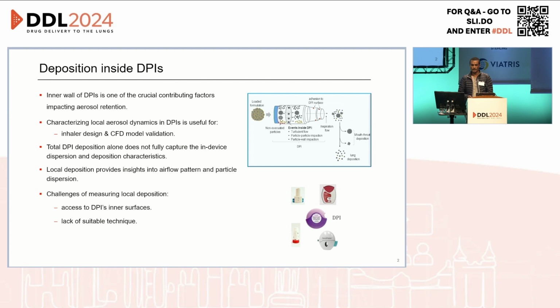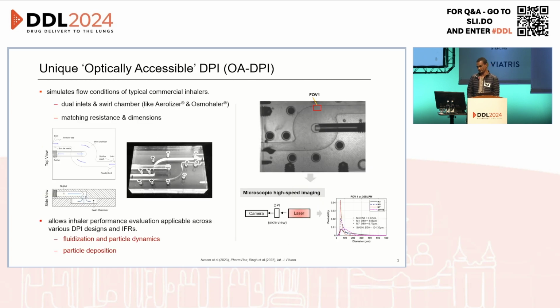However, the main challenge is that measuring local deposition requires access to the inner walls of the DPIs, which is not quite feasible, just from the geometrical perspective and also the makeup of the inhalers. The other thing is there is really not a very suitable technique to do measurements inside the DPIs themselves.